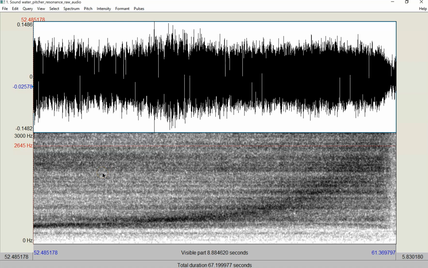So what's happening here is that as the water is flowing in, it's creating turbulence because it's not just sitting still at the bottom of the pitcher. It's jumping up and down. It's creating lots of bubbles. It's setting air into motion during the pour.